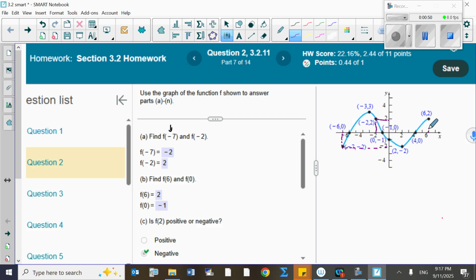F of 6 is 2, and f of 0 is -1. Is f of 2 positive or negative? F of 2 is a negative value. It's -2.